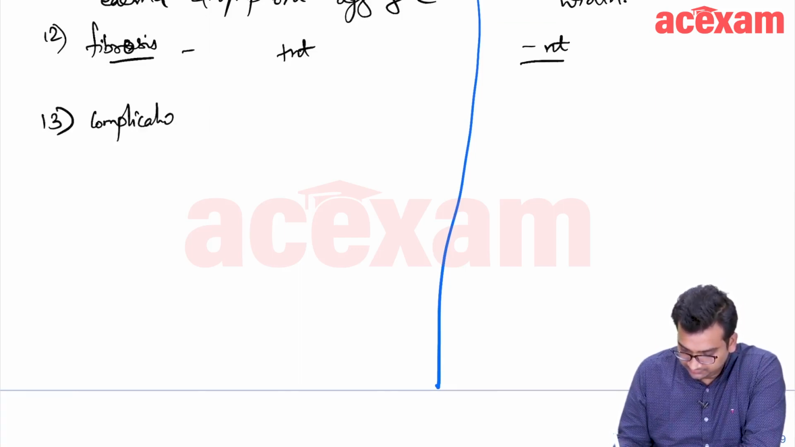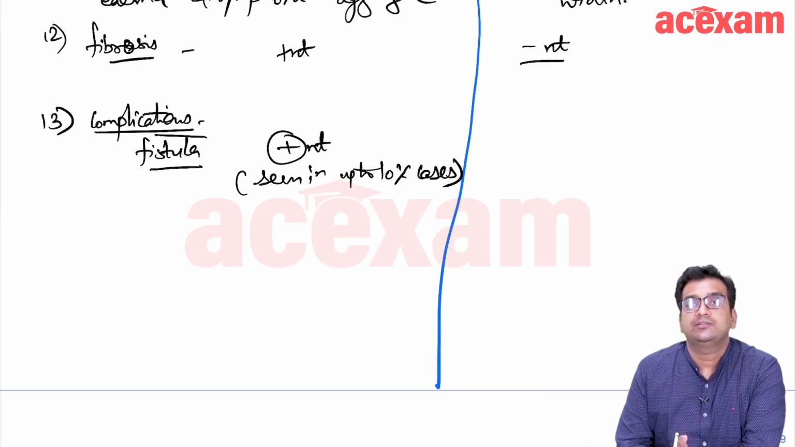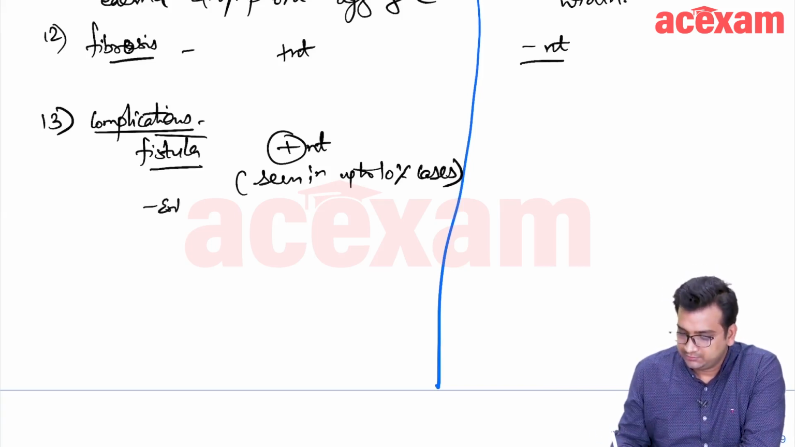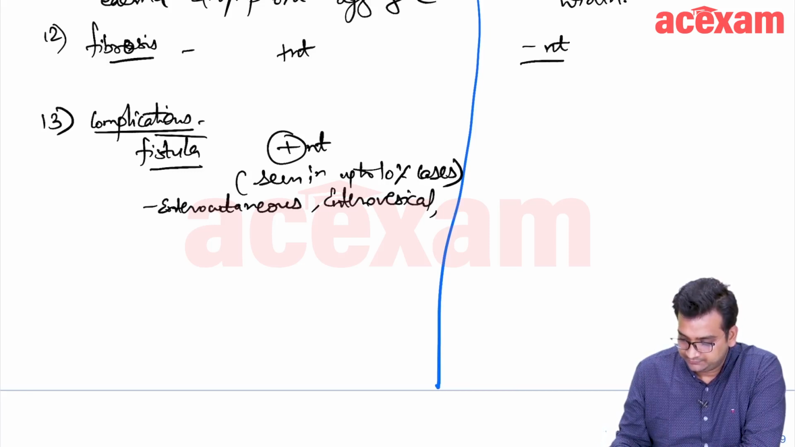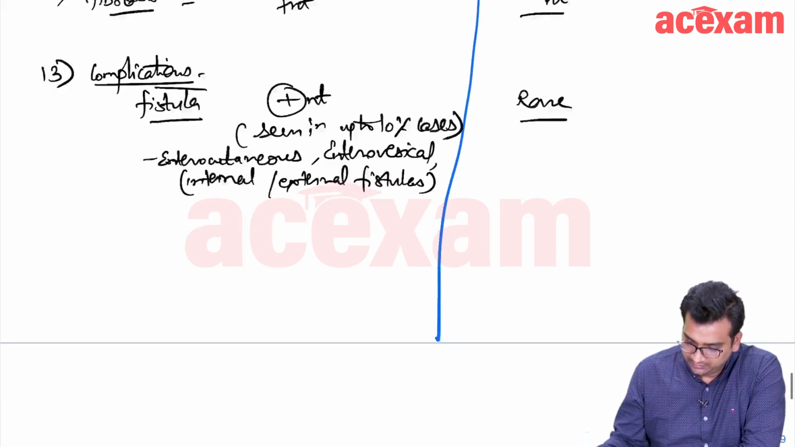Now, the next point is complications. Fistula is present, seen in up to 10% of cases. Mainly enterocutaneous fistula or enterovesical fistulas, enterovaginal, or internal or external fistulas. Here they are rare.